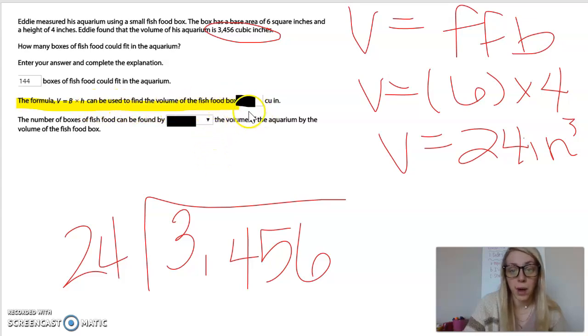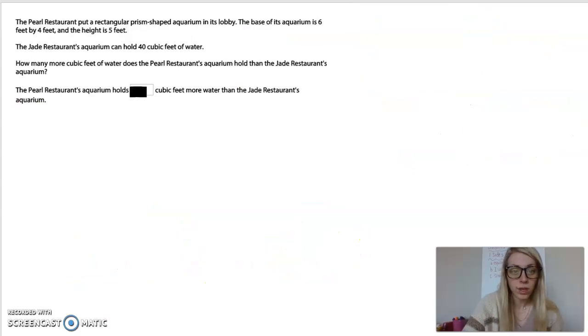Now they're showing the formula base area times height can be used to find the volume of the fish food box in cubic inches. So we already did that, all of that information that we needed, because we had to have it to find that first one. So the box is 24 cubic inches. Now it says the number of boxes can be found by, your two options are going to be dividing or multiplying, and we know that we just divided. Okay, moving on to our next question.